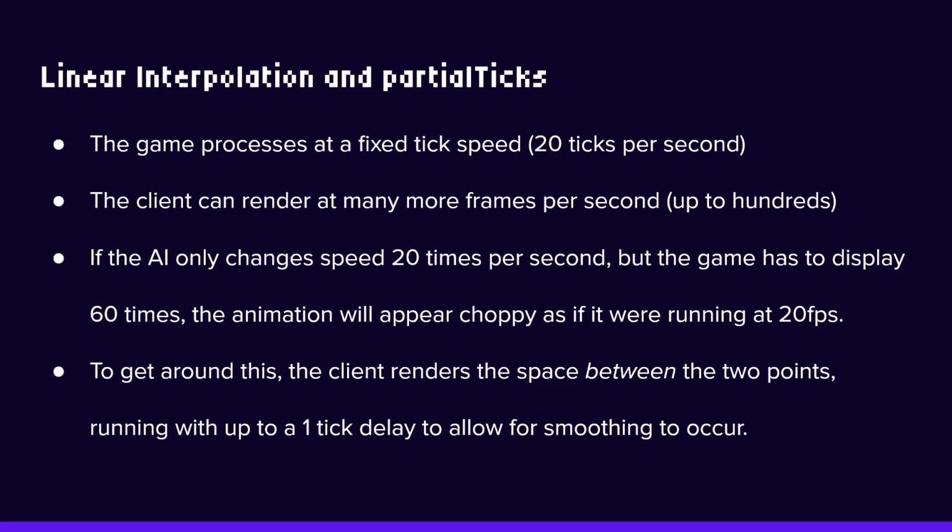So to get around this, what it does is it runs everything 1 tick behind animation-wise, and then uses the difference between the current tick and the tick before that, and then calculates a fraction between the two and performs a linear interpolation between them. So I'll elaborate on that.